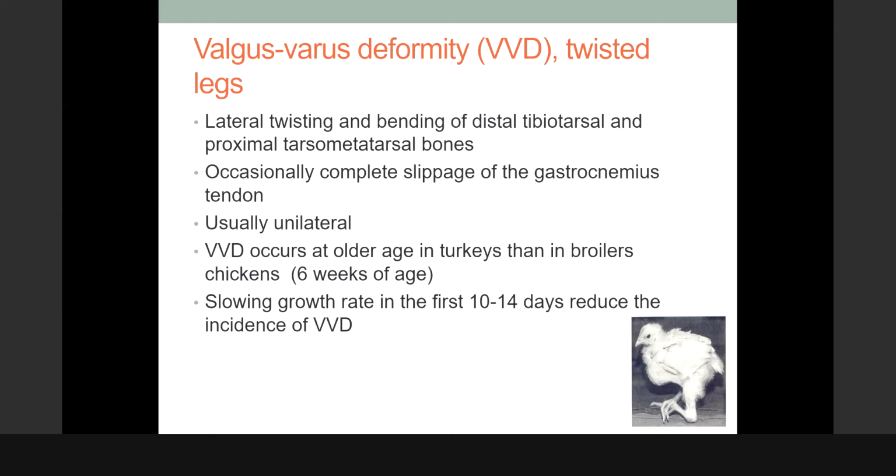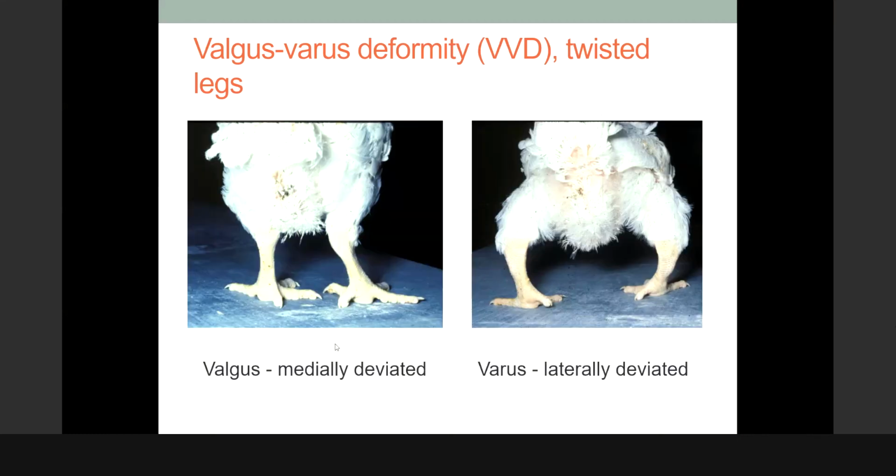In the severe form, you will see differently. This is how it looks like. Valgus is medially deviated, so it deviates to the inside, or varus is laterally deviated. This is how they look like. Sometimes you don't even notice this on the farm, so it's just something you diagnose if you want to.